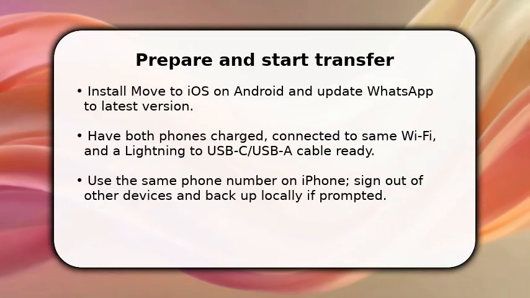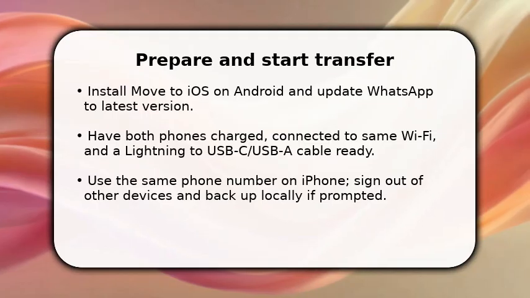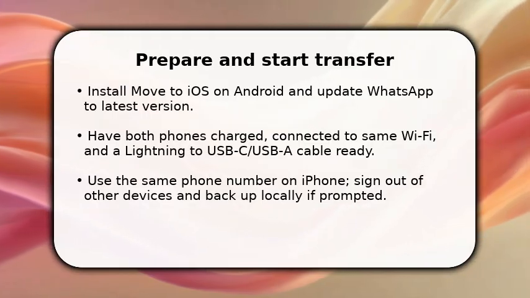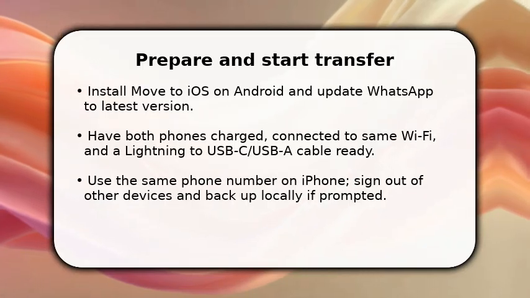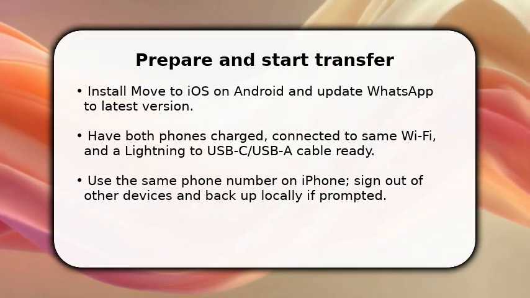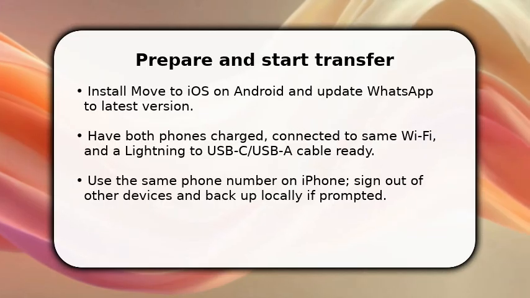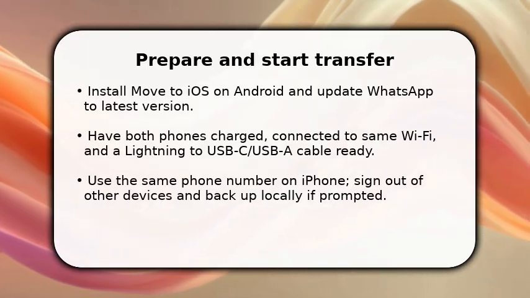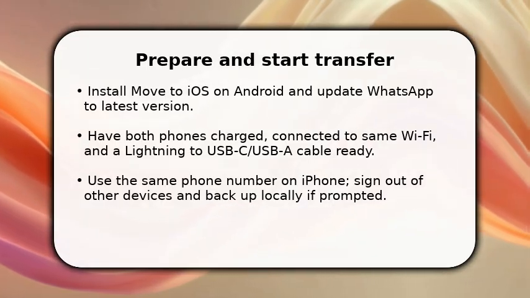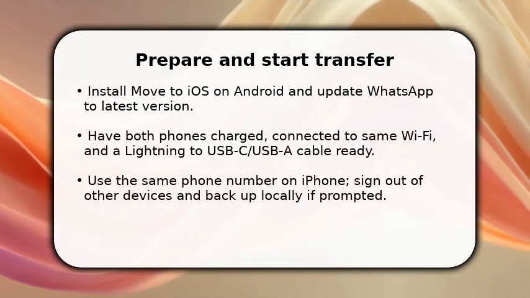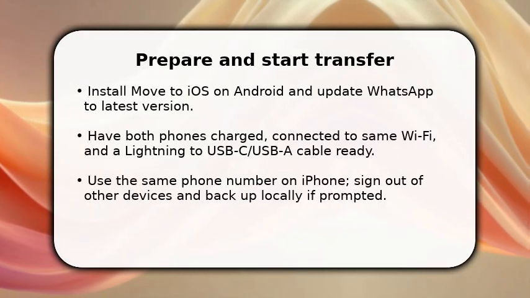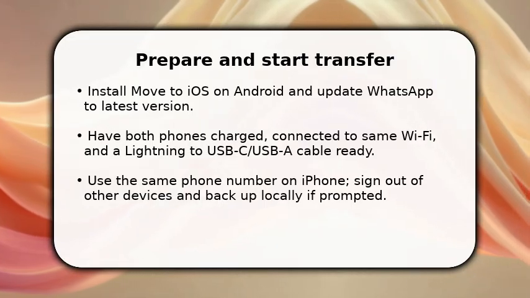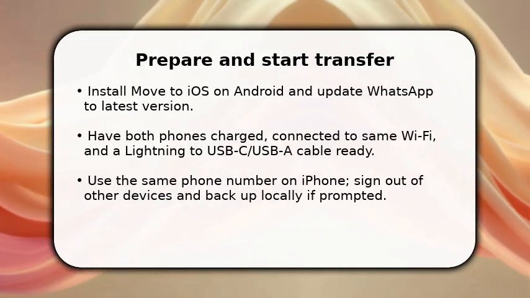You start now. On Android, open WhatsApp and verify your number, then go to Settings, Chats, move Chats to iPhone. Make sure Move to iOS is installed on Android and your new iPhone is on the Hello/Setup screen. Connect phones with the cable or use the temporary Wi-Fi created by iPhone. This is required. Once connected, tap Continue on both devices and follow the on-screen prompts to prepare WhatsApp for export.